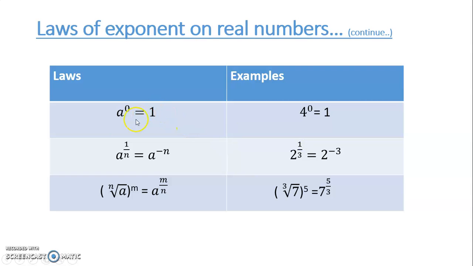Okay. So if 1 by n or the fraction is there, you can just remove that fraction and you can put a minus sign over here. Like your 2 raised to the power 1 by 3, you can write it as minus 3. Just you have to take the reciprocal of this and you have to put a minus sign.